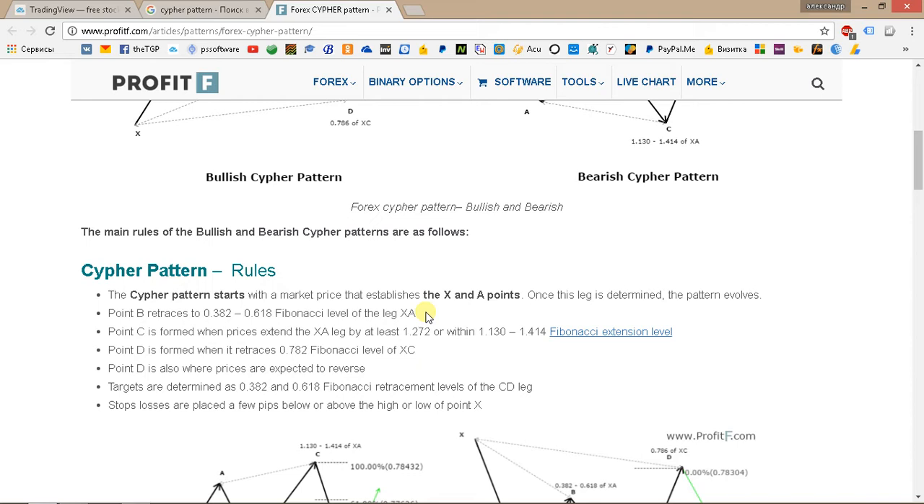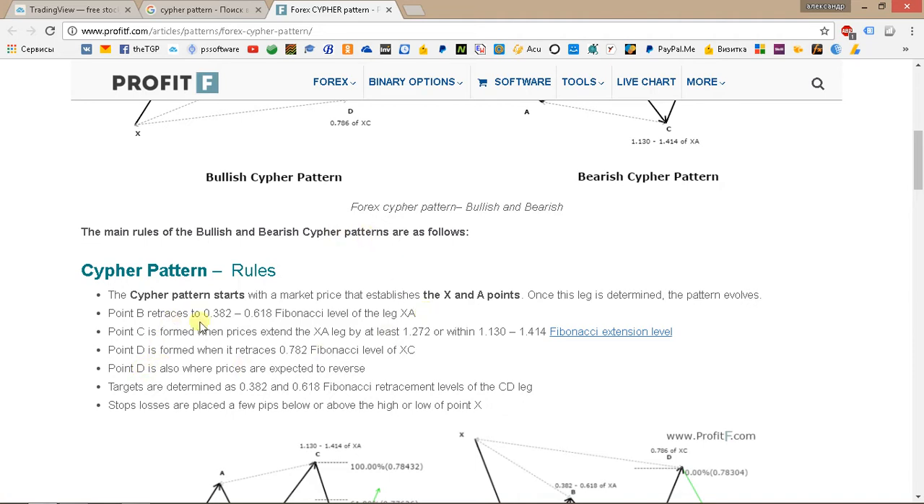If it is 1 pip less, then it is invalid. It should touch 382 with the candle wick, and the candle close should never close beyond 618. Should never pass that 618. Well, but the candle wick can go to whatever level, unless it violates rule number 3. I will tell more about that rule a bit later.